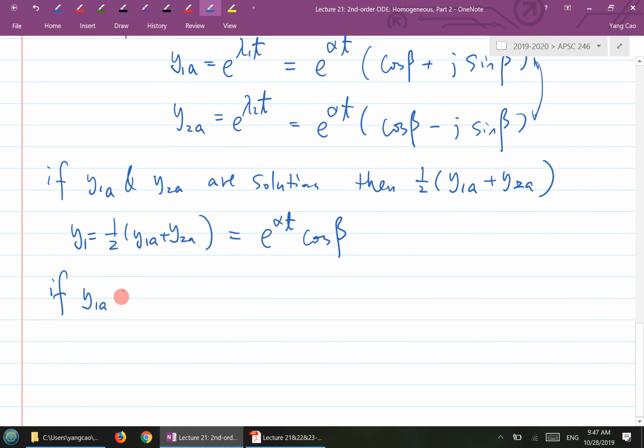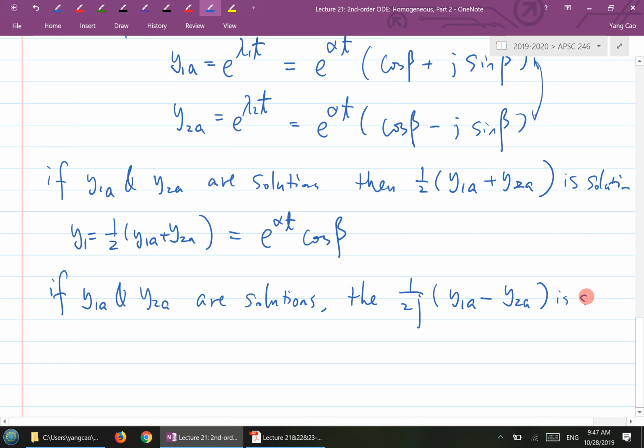I could also do this. If y1a and y2a are solutions, again, I'm using the fact here, then y1a minus y2a divided by 2j is also a solution. Very much like the previous one, except this time you're dividing by 2j. 2j is still a constant, just a constant complex number. It still satisfies the superposition, basically.